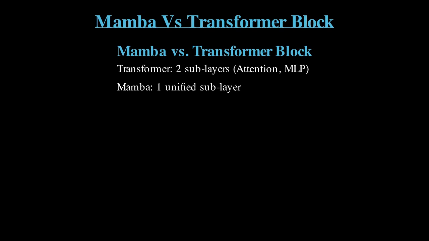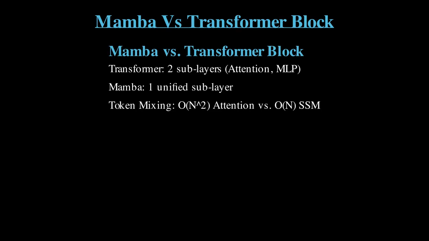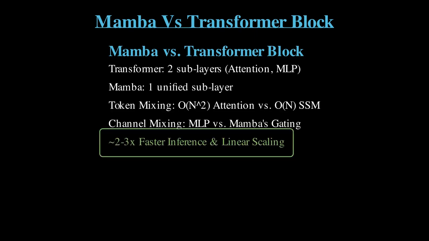For token mixing comparison, the transformer uses attention, which is fundamentally O of n squared in complexity. Mamba uses the selective SSM, which is O of n, or linear time. For the channel mixing comparison, the transformer uses a dedicated multi-layer perceptron. Mamba's functionality is fused into its gated linear projections. The bottom line: the Mamba block runs roughly 2 to 3 times faster per token at inference for a model of matched size, and crucially, it scales linearly to long context lengths where transformers would grind to a halt.